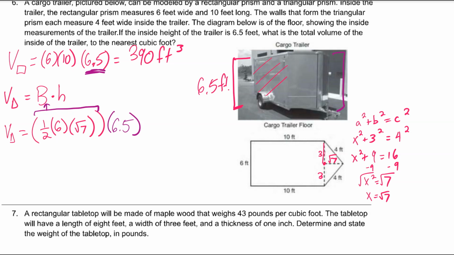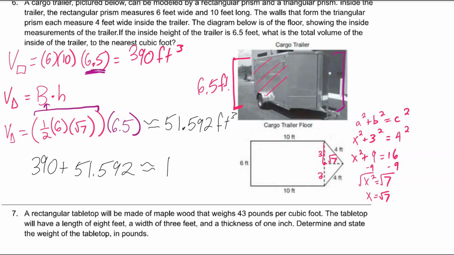And when I plug that into my calculator, I get something that's about 51.592 cubic feet. It says to round to the nearest cubic foot, but I'll wait till the end to do that. If I wanted to find the total volume, I could add these two, 390 plus 51.592, and then if I round that to the nearest cubic foot, I get about 442 cubic feet.